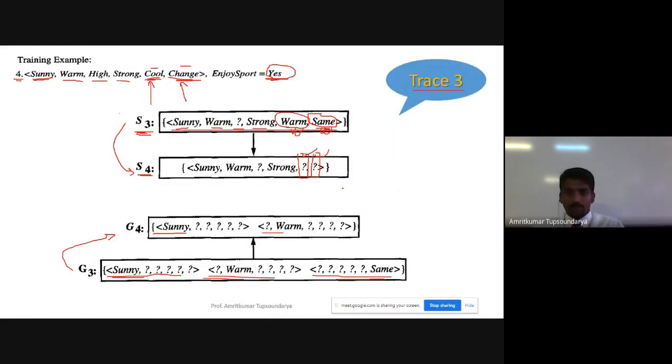There is a conflict with S4, which gives us a question mark, right? Because you can see here this sunny results in sunny. This warm we have in our warm, but this same is not there in our S4. So there is a conflict, there is a change, right? So here we have a question mark. That means this hypothesis can be removed.